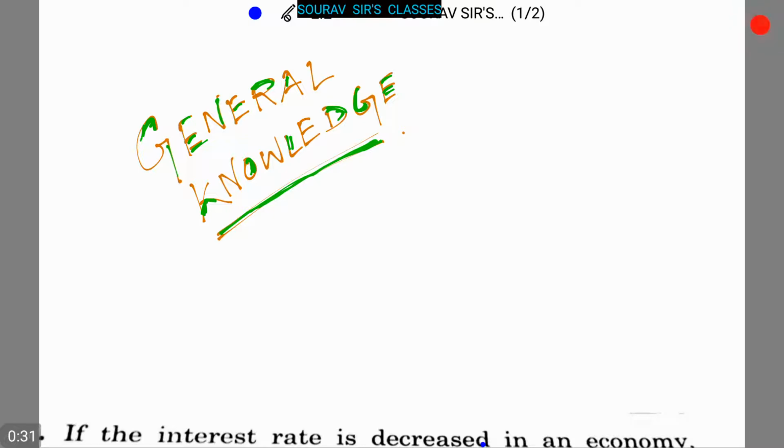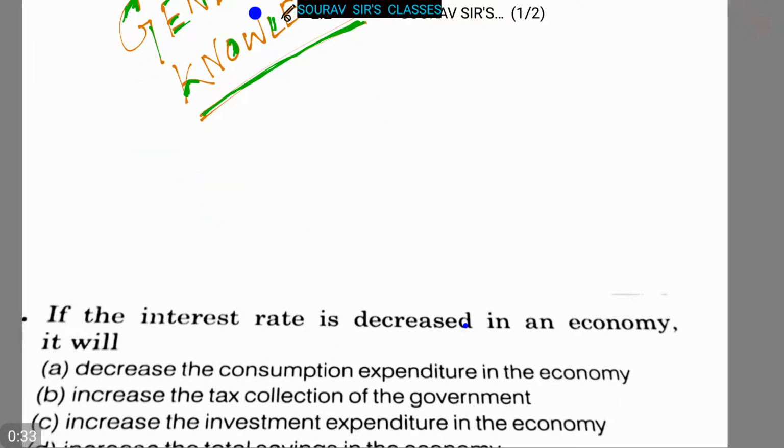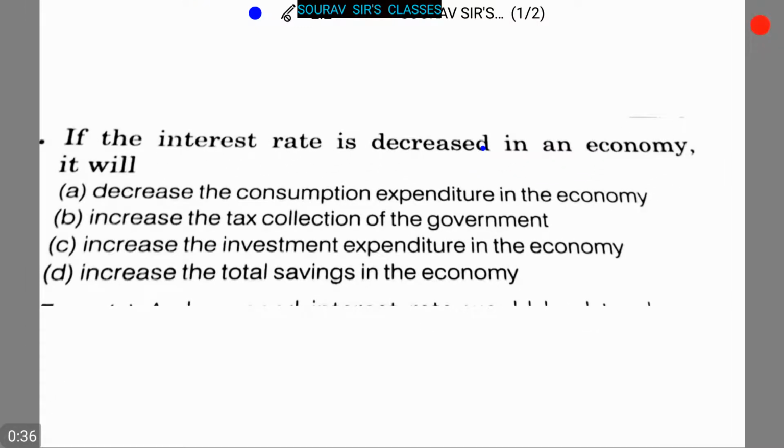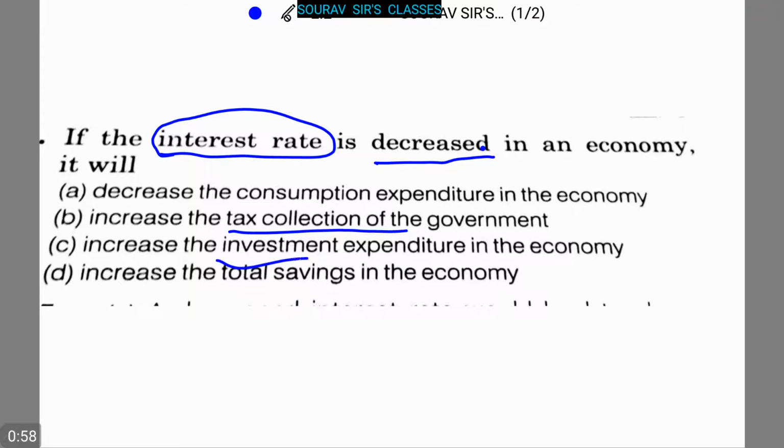Today we are discussing some questions on general knowledge, and here is our first question. The question is, if the interest rate is decreased in an economy, it will. Now here four options are given. Option A, that is decrease the consumption expenditure in the economy. Option B, that is increase the tax collection of the government. Option C, that is increase the investment expenditure in the economy, and option D, the last one, is increase the total savings in the economy.